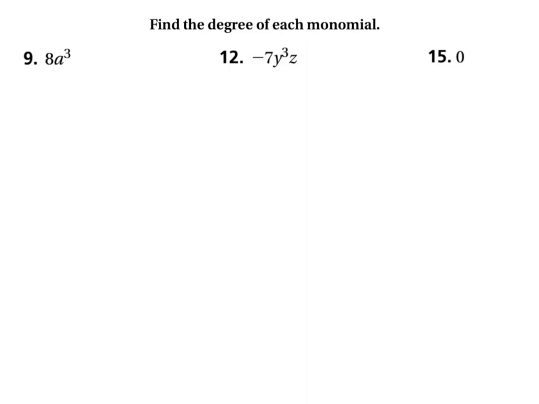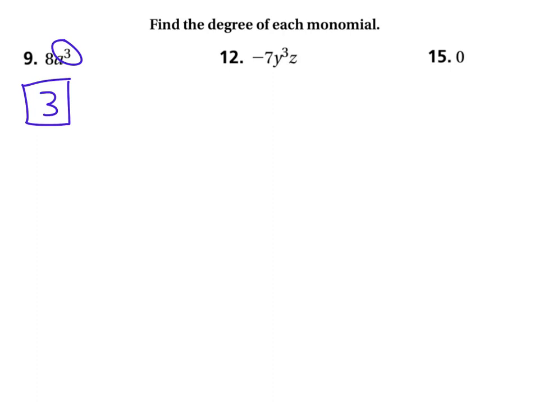So here we're just naming the degree of each polynomial, and the way that you do this is that you identify the highest exponent, or the sum of the exponents if there's multiple variables. So for number 9, the exponent that we see is a 3. So we say this has a degree of 3.